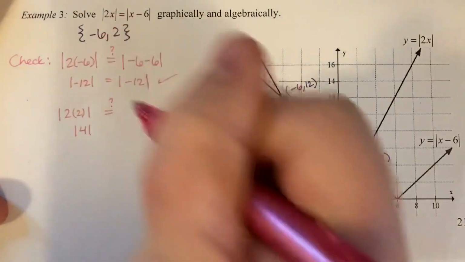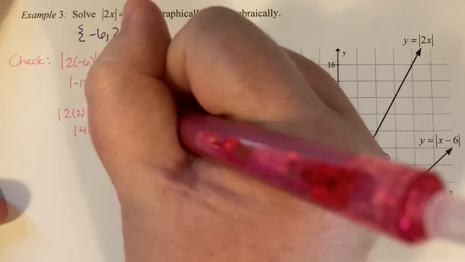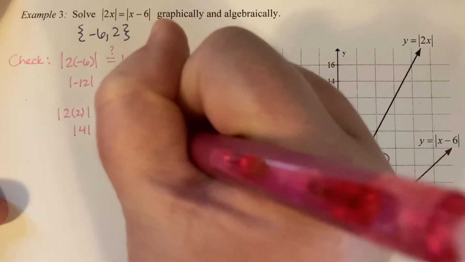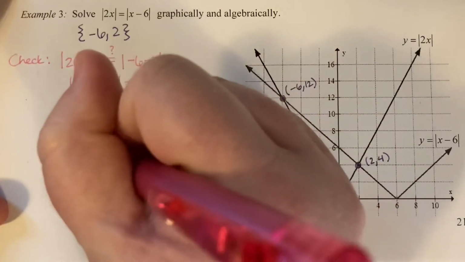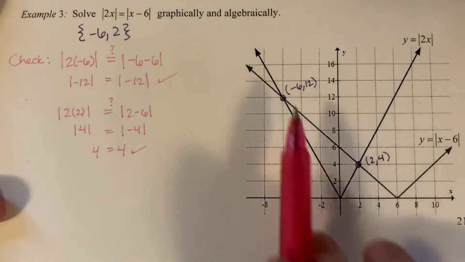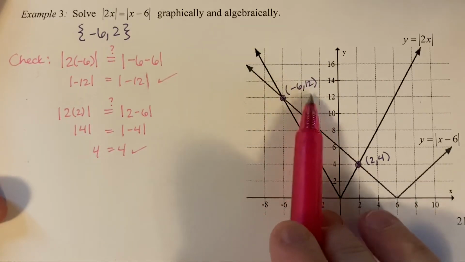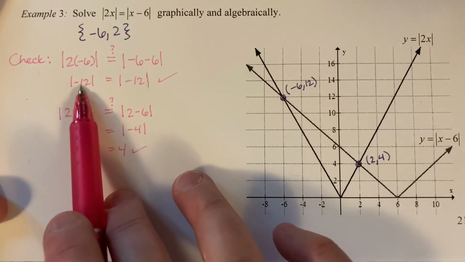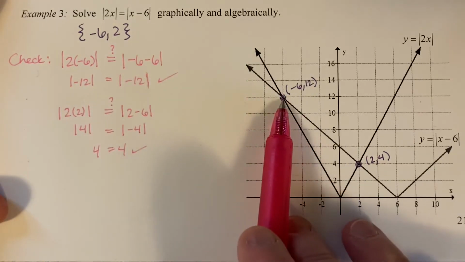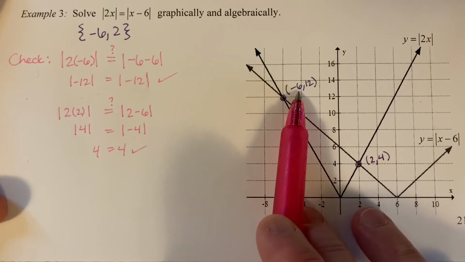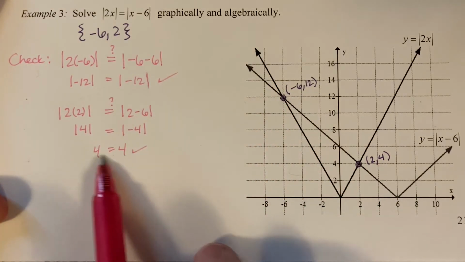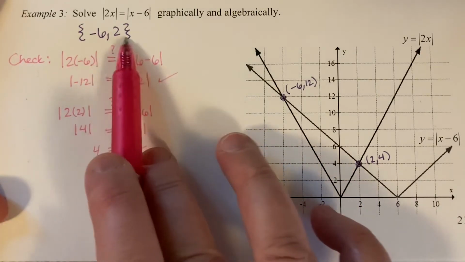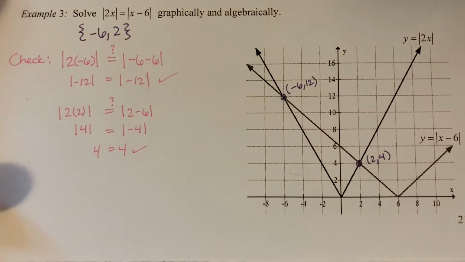If I check 2, I get absolute value of 2 times 2, which is absolute value of 4. And we want to know, does that equal the absolute value of 2 minus 6? Absolute value of negative 4 equals 4. So yeah, 4 equals 4, that checks out. And notice the y values of these points are giving sort of the checking results. So here the y values both equal 12 when x is negative 6. And in this one, the y values both equal 4 when x is 2. But it's the x's that we're calling the solutions.